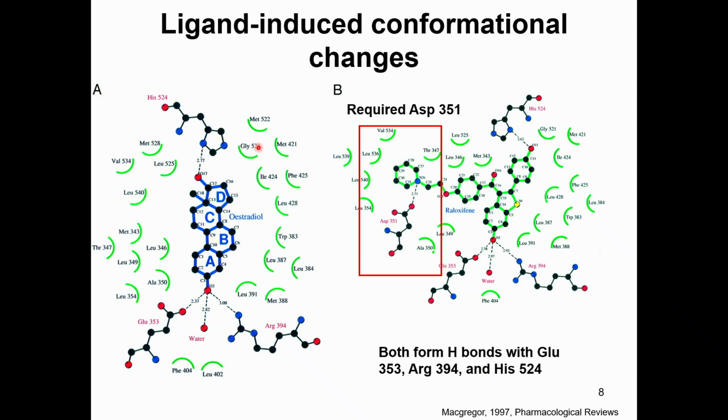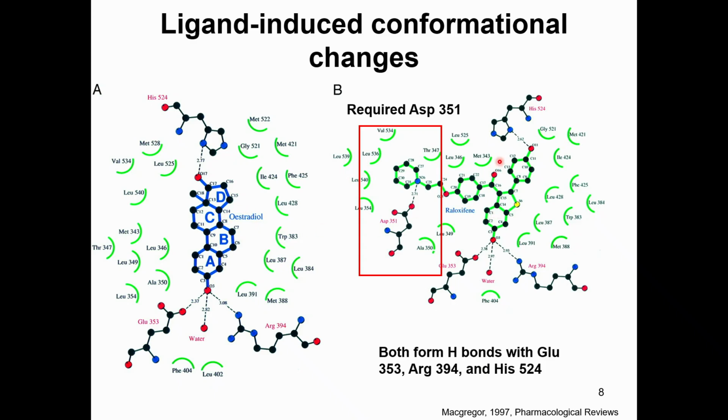Here is the estrogen receptor, and we're just highlighting specific amino acids within it. And here is estrogen itself, and you can see that it interacts with certain amino acids in the estrogen receptor. Histidine 524, glutamate, arginine. You can also see that even a water molecule is involved in this interaction, interestingly enough.